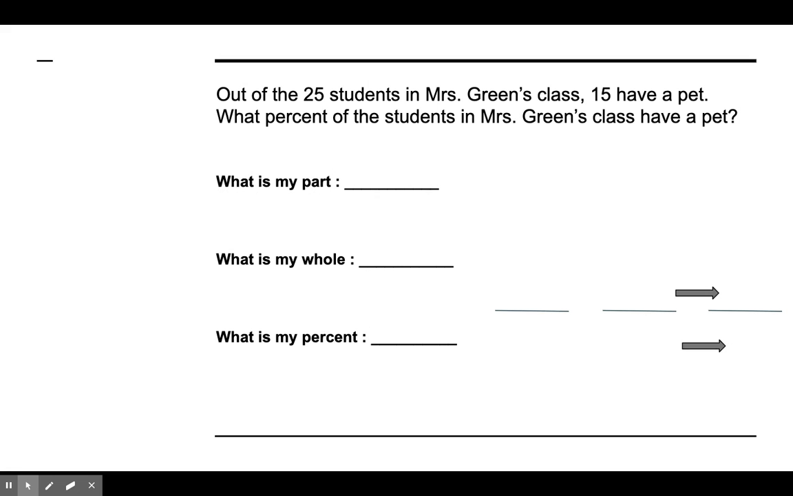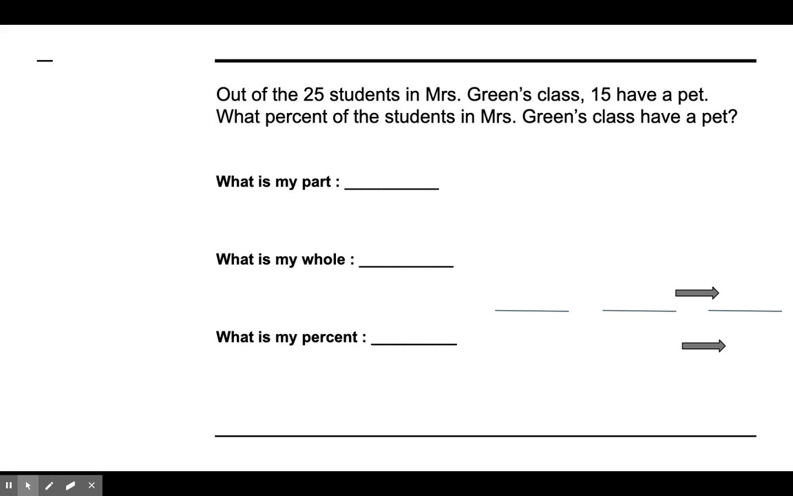So it says, out of 25 students in Mrs. Green's class, 15 of them have a pet. So what percent of the students in Mrs. Green's class have a pet? So I'm going to go back and I see that it says out of 25 students in Mrs. Green's class, 15 have a pet. So that's letting me know that not all of 25 students have a pet. Okay? So not all 25 students have a pet.